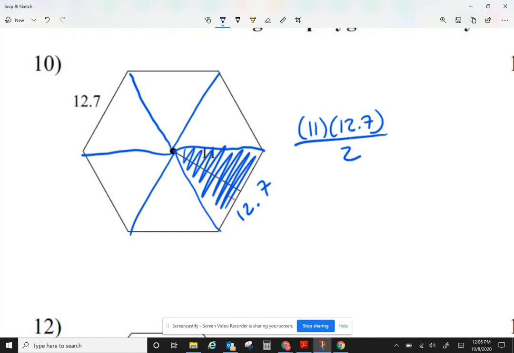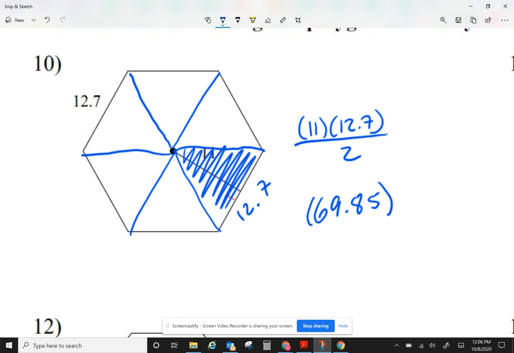So let me do that. I'm just going to grab my calculator. I'm going to go 11 times 12.7, press equal. My result I divide by 2, and that gives me that the triangle is 69.85. That is that triangle, the one I highlighted in blue.